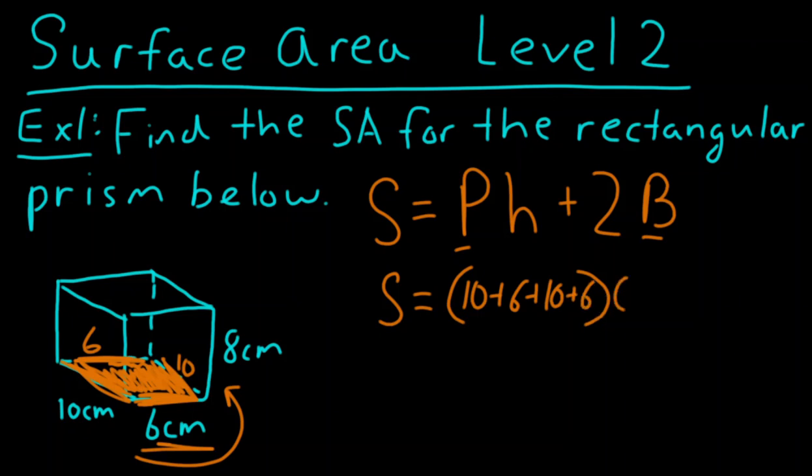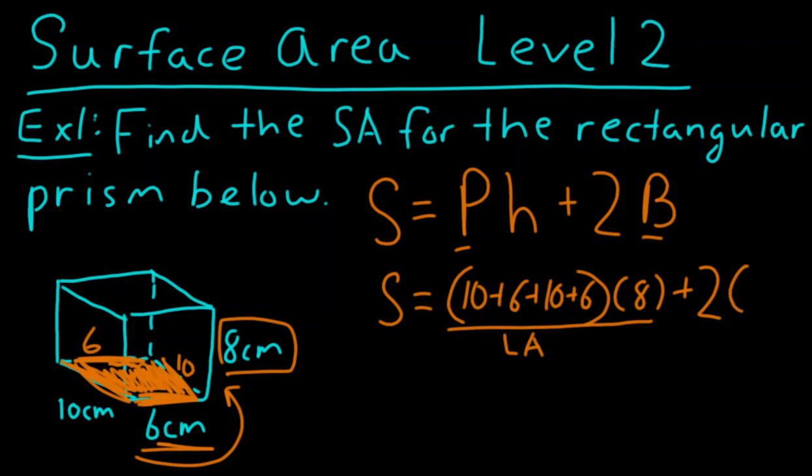Now the easy way to tell the height is it will always be the number that is not a part of our shaded base. So for whatever we shade as the base, the number that is disjointed from that will be the height. And in this case, that's going to be 8. Plus, now it's important to note that what we actually found here, the perimeter times the height, is what we call the lateral area. And that's the area all around the sides, excluding the bases. And we know it's a prism, so it has 2 bases. So that's why we have a 2 right there, because we're doing 2 times the area of the base.